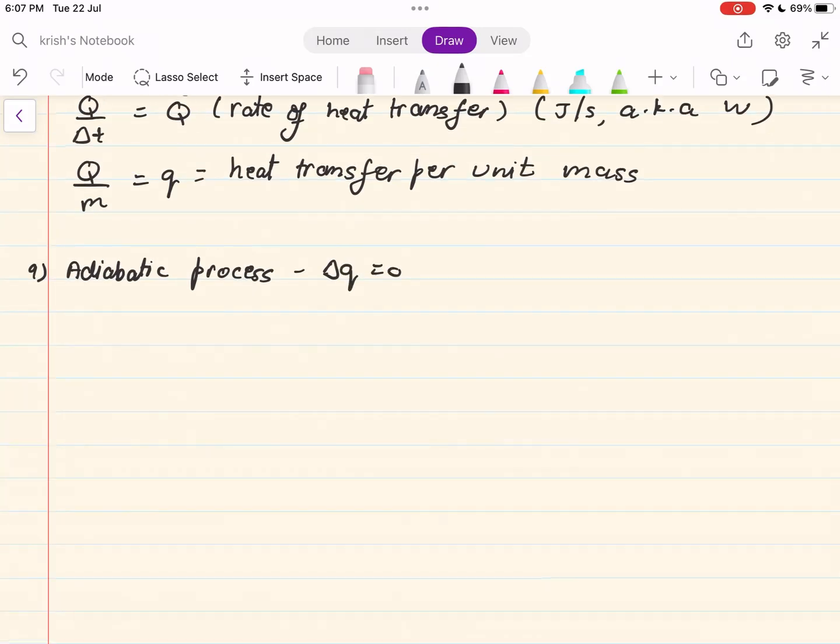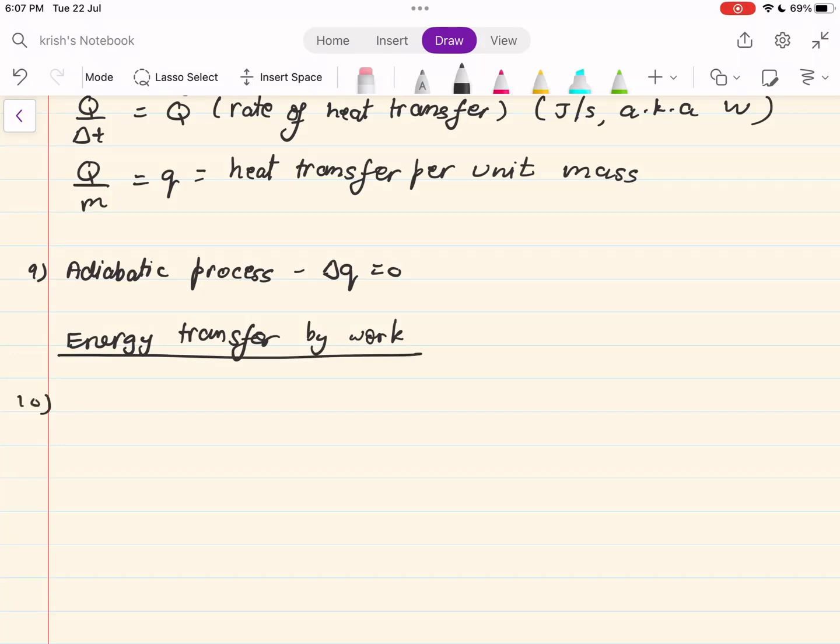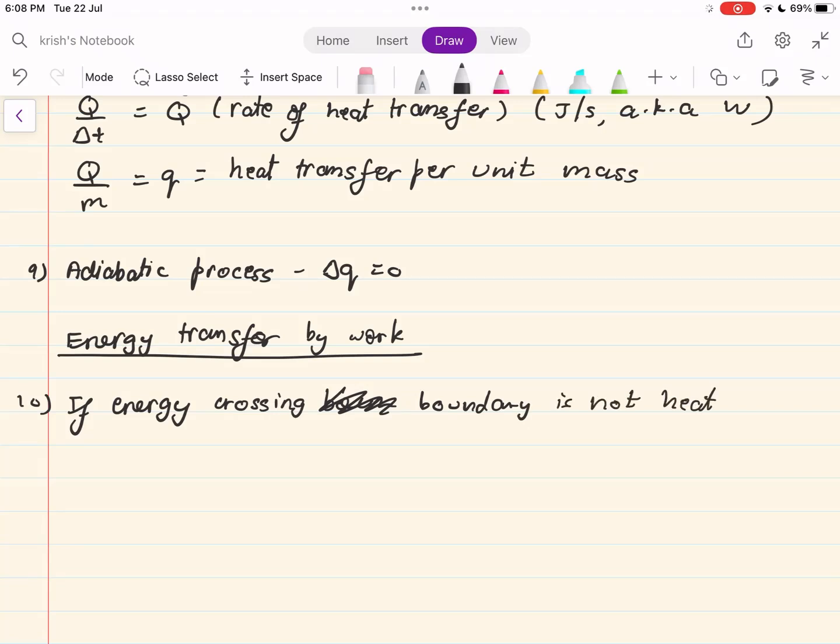Moving on, we have energy transfer by work. If energy crossing the boundary of a closed system is not heat, it must be work. Remember, only two ways of energy transfer are possible.